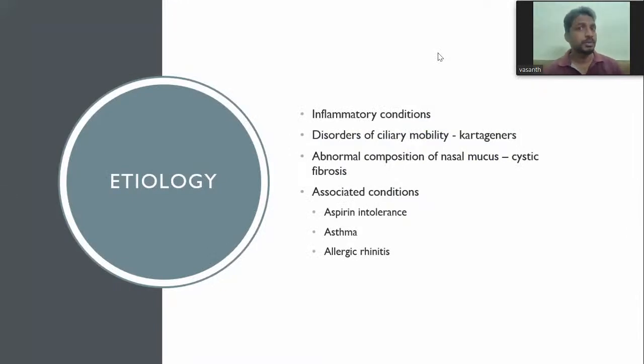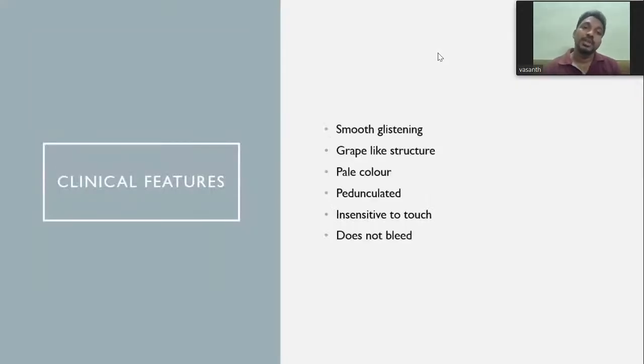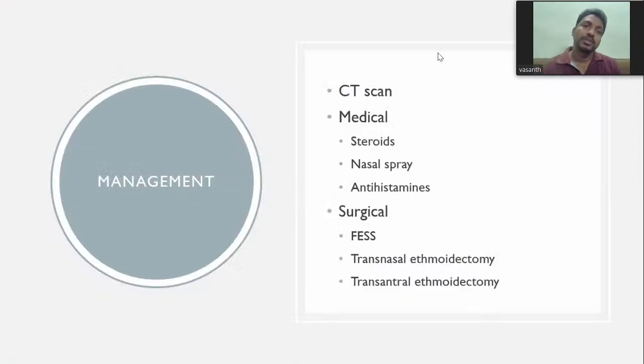The etiological factors are various: inflammatory conditions, Kartagener syndrome, cystic fibrosis, and associated conditions. The Samter's triad, aspirin intolerance, asthma, and allergic rhinitis can also lead to formation of polyps. The clinical features are smooth, glistening, grape-like structures, pedunculated, insensitive to touch, and they do not bleed on touch. The management begins with diagnostic nasal endoscopy, where you clearly see what it is.